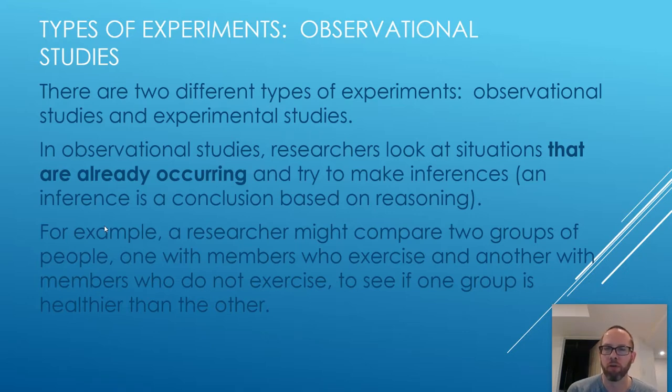So a researcher might compare two groups of people, one with members who exercise and others who don't exercise. So maybe one group is like a swim club or a track team or something, and another group who might not exercise so much, but they're just observing. They don't control how often these people work out or what they eat. It's just strictly observational.